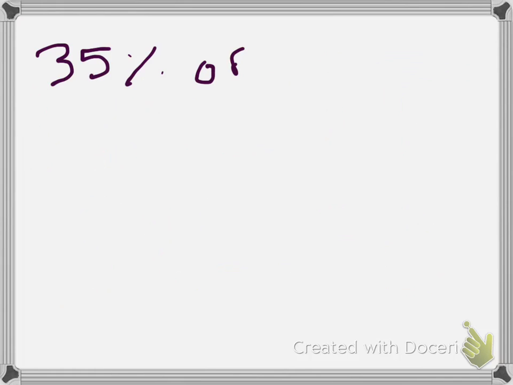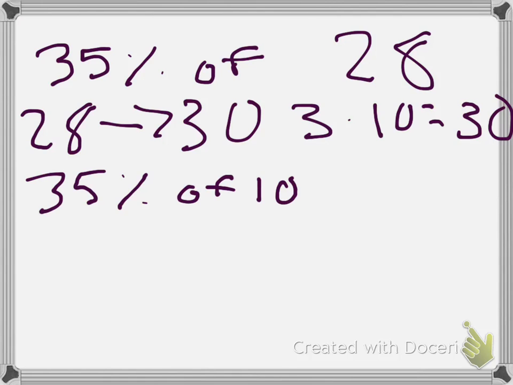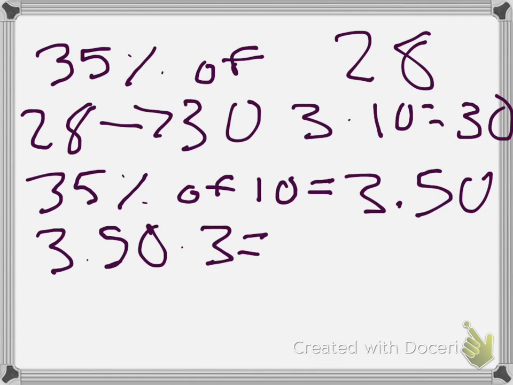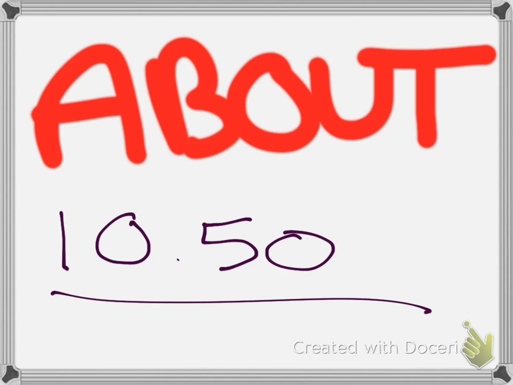So the next problem is going to be 35% of 28. You're going to round 28 to 30. Once again, 3 times 10 equals 30. 35% of 10 equals 350. So 350 times 3 is 1050. So your answer is about 1050.